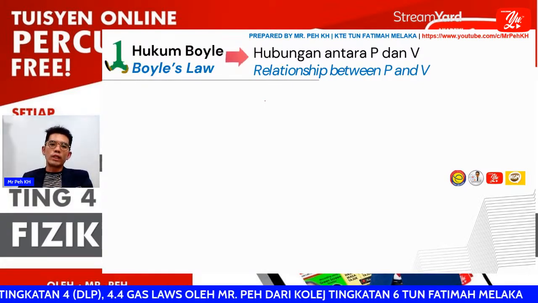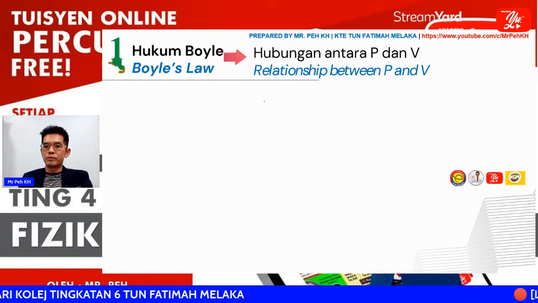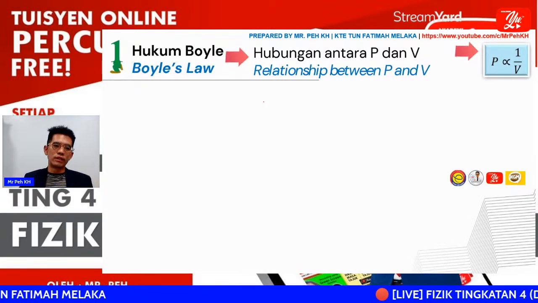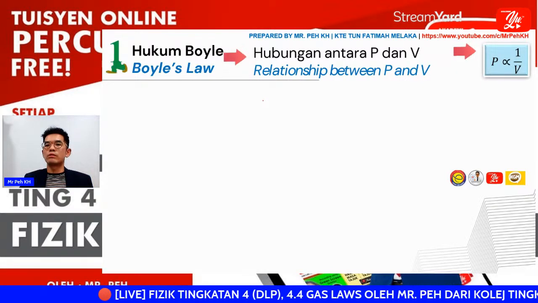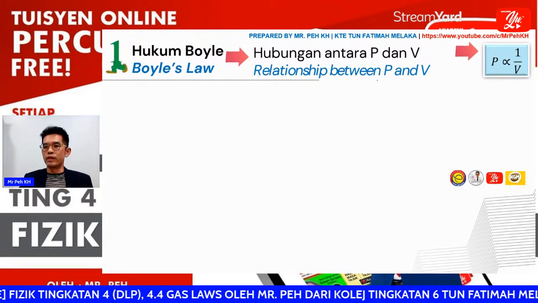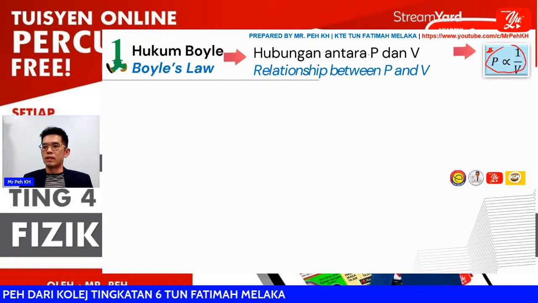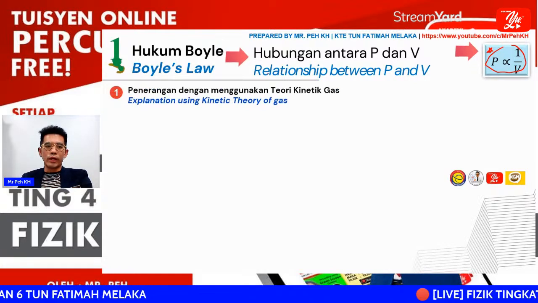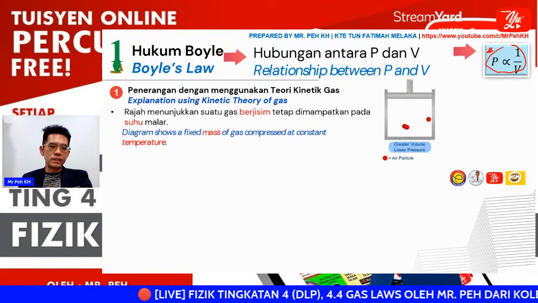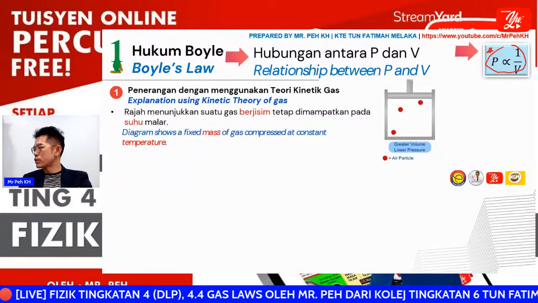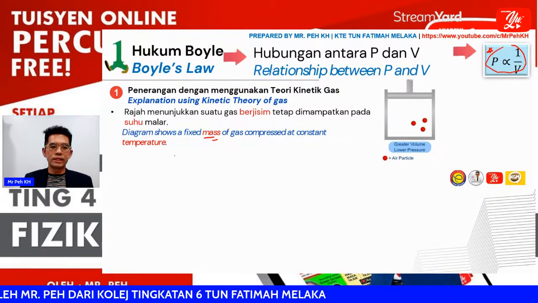Boyle's law is used to investigate and determine the relationship between P and V. Just now we also introduced the definition of Boyle's law. Boyle's law states that the pressure is inversely proportional to V, which you can simplify with this equation. Boyle's law can be explained by using the kinetic theory of gas. The diagram shows a fixed mass of gas compressed at constant temperature.